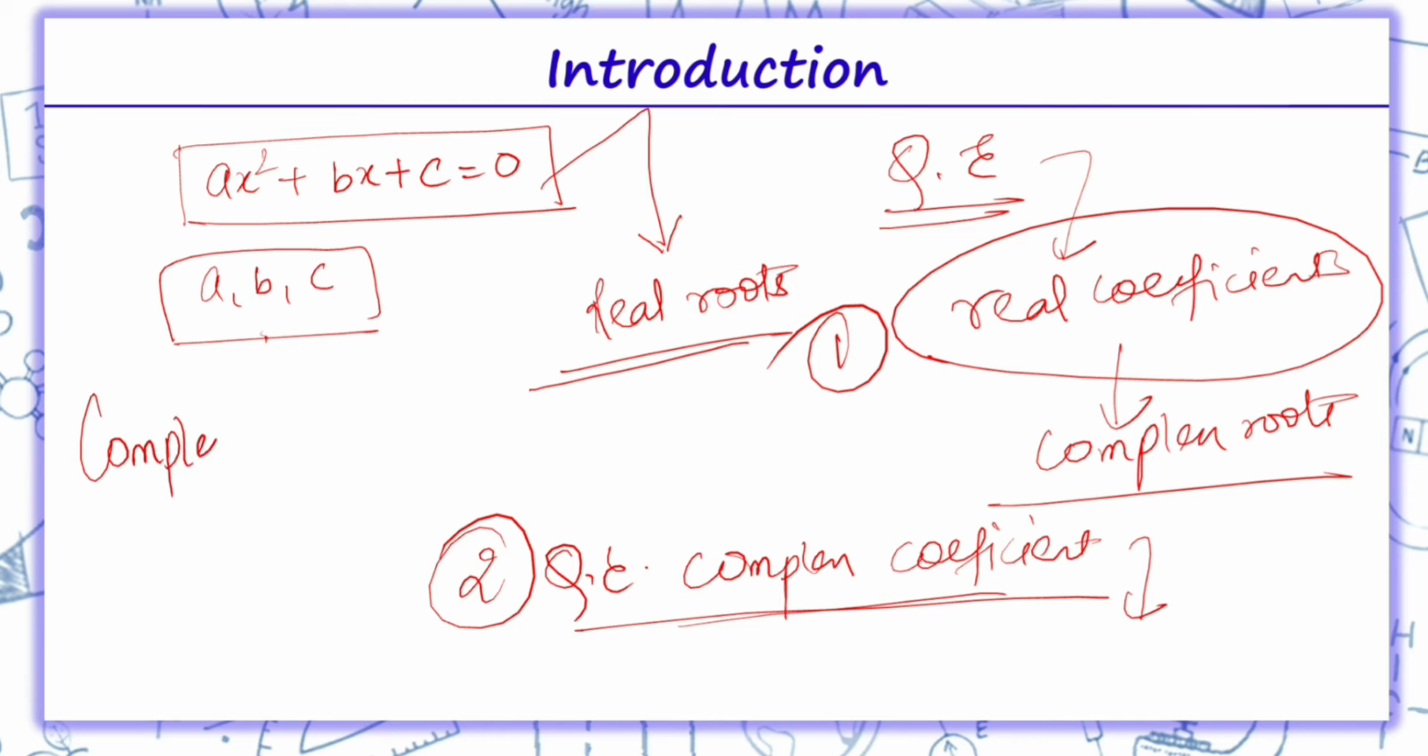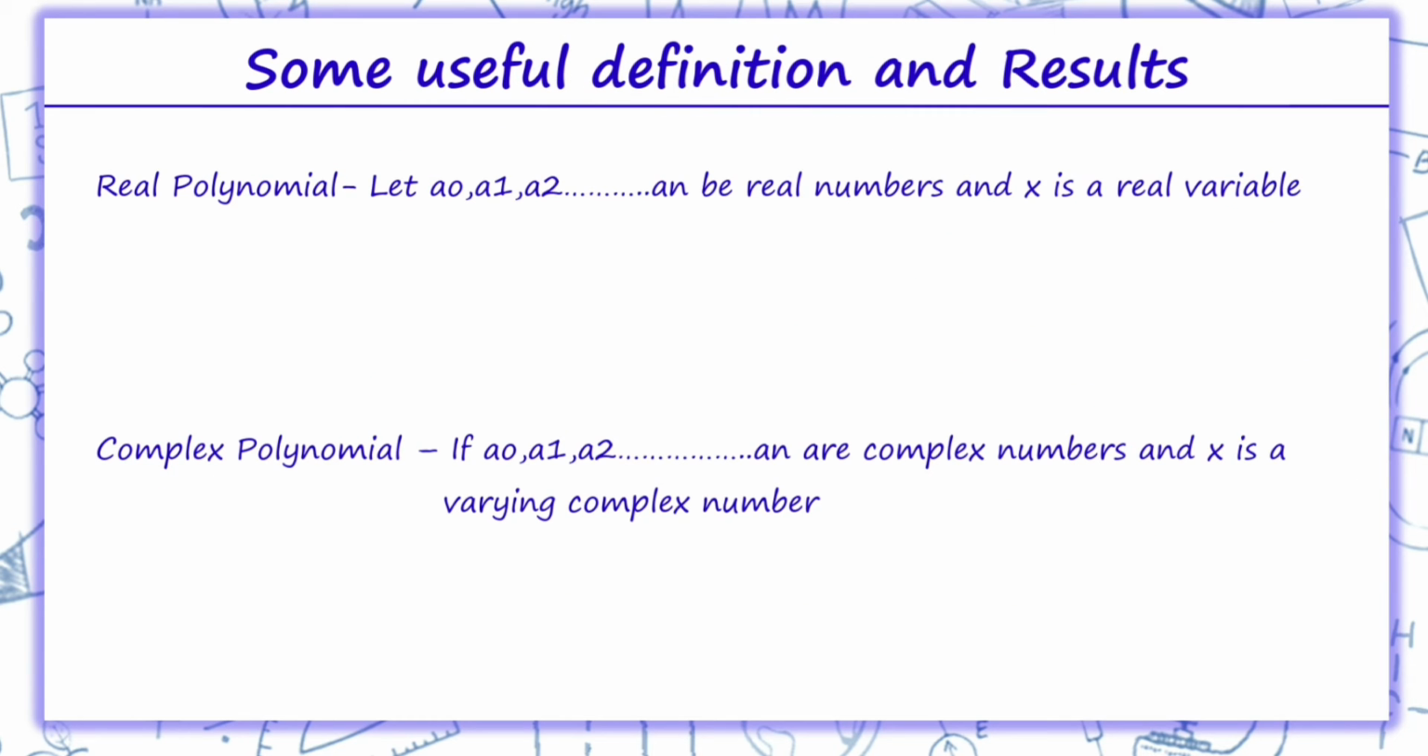So complex number is basically what? Which is represented by a plus ib, where a is the real part, b is the imaginary part. So here also we will use the same concept of complex numbers to solve our quadratic equation.